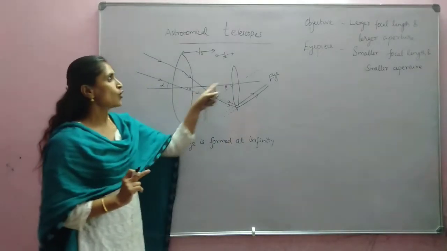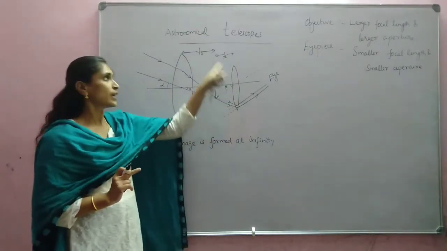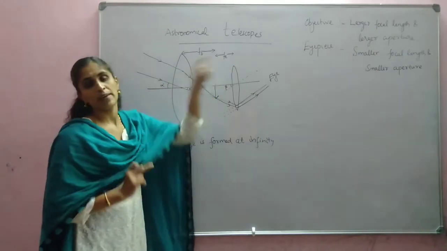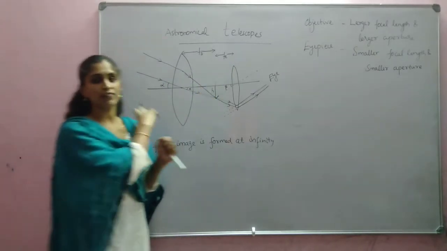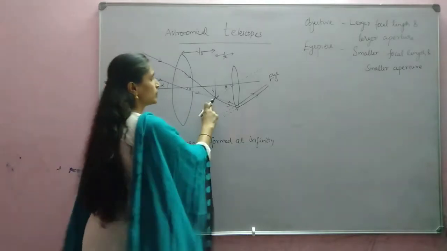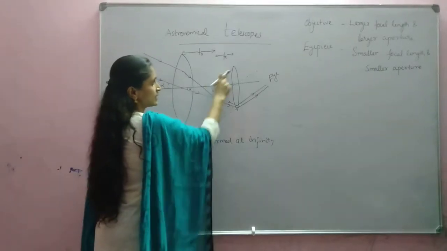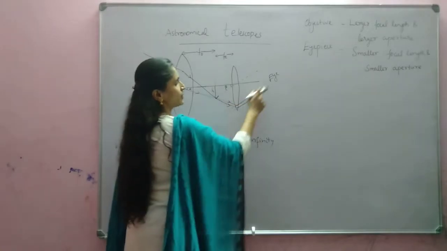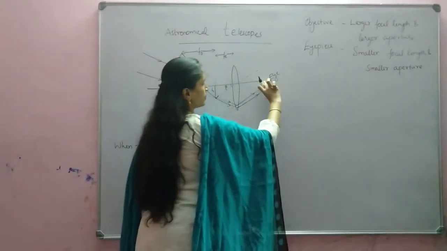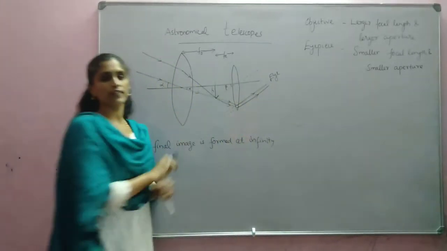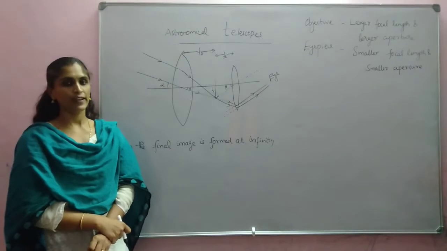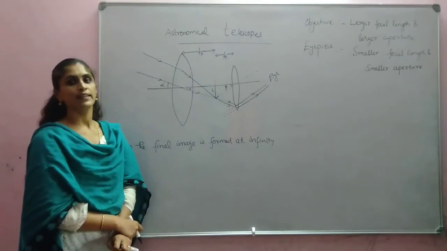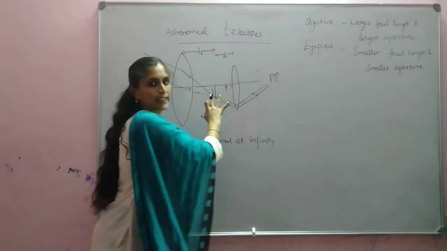Okay, now for this lens what happens? It should be formed exactly at the focus of this eyepiece. Then only we will get the final image at infinity. So it will be formed exactly at the focus of this eyepiece. So what happens? The final image we will get at infinity, we will get a parallel beam of light, so we can conclude that the final image is formed at infinity. Okay, is it clear? Understood?